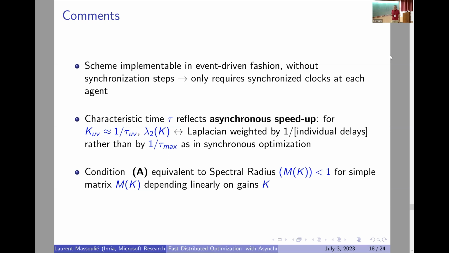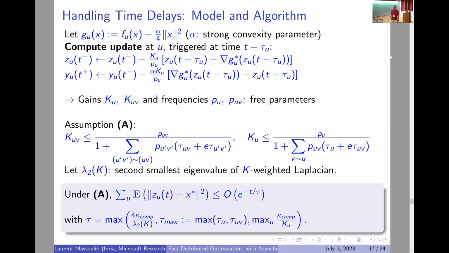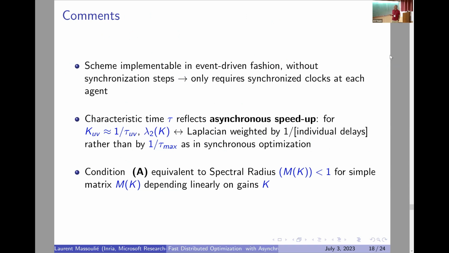And another remark is that this condition A that I was flagging here, this is in fact the same as saying that the spectral radius of a matrix that is linear in the gain parameters is less than 1. You could view that by having the P parameters as candidate eigenvectors. And so you multiply by the denominator and you find some equations. So it's a bit of a manipulation, but you have this equivalent description. So this is in particular a convex constraint.